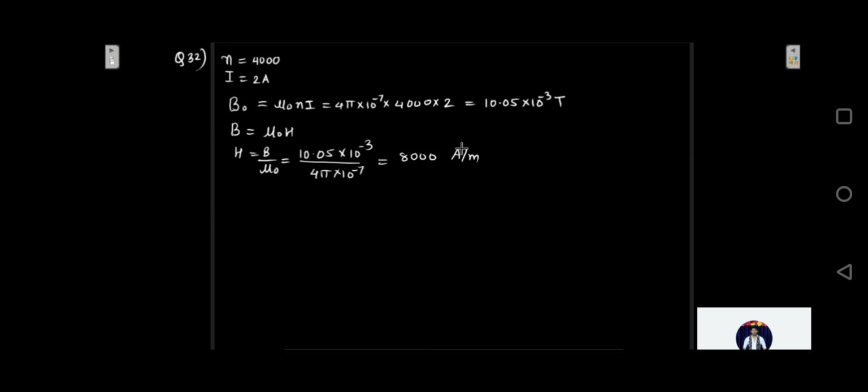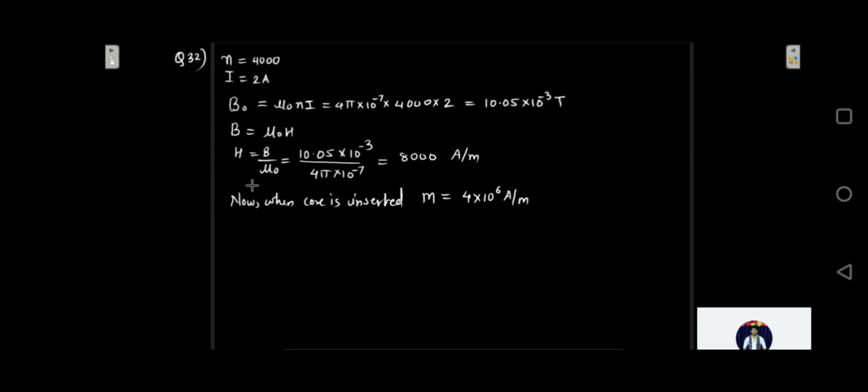This is going to be your magnetic field intensity. Now, in the second part, an iron core is inserted and magnetization in the core is 4 into 10 raised to 6 ampere per meter. Okay, so now when core is inserted, magnetization is given to us, that is equal to 4 into 10 raised to 6 ampere per meter. Find the magnetic field at the center.